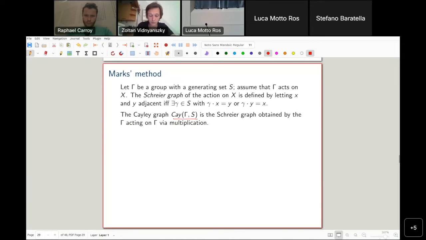And what's the Cayley graph? It's when Γ acts on itself by multiplication. Okay, and this is going to be our favorite group for the rest of the talk. So what is this group? It can be described as a Δ-fold free product. Sorry, it's the Δ-fold free product of Z_2's.